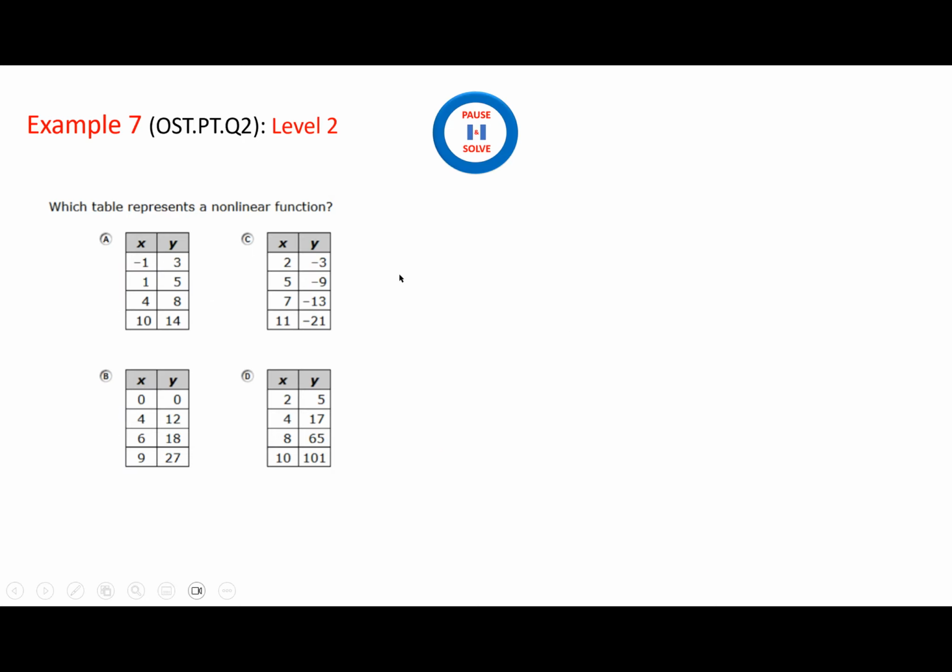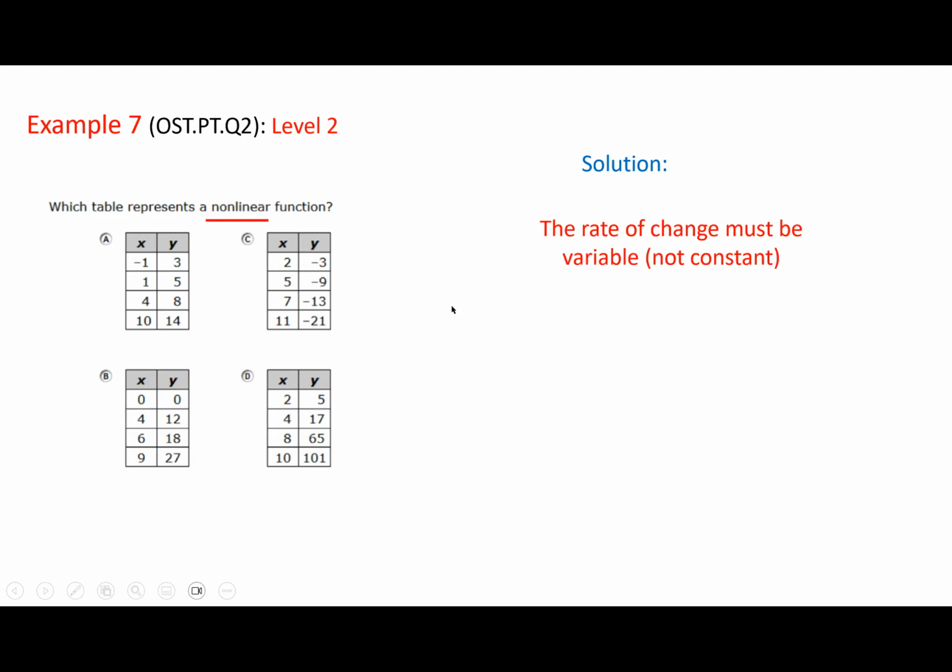Now, question number 7, which table represents a nonlinear function? It's very important on the test to read the question carefully. Here it is asking you nonlinear. We need to find the table where it has a variable rate of change. So the rate of change must be variable, not constant. So let's check one at a time. Here I get 2 over 2 is 1, 1, 1. That's actually linear, so that doesn't work for me, okay?